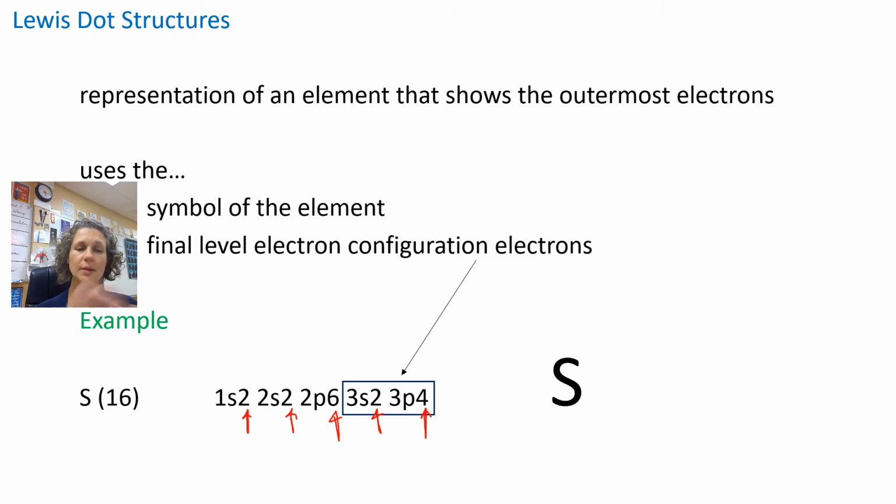Now, when I am writing my symbol, I look at the final energy level. So the final energy level is this 3. So if I have put in an S and a P, I'm going to look at both of those. And I add up my superscripts, and that's the number of dots that I'm going to use. So I would add 2 plus 4, and I would end up with 6. My pen doesn't like to make dots for some reason. 6 dots around my symbol, and that is representing the outermost electrons.